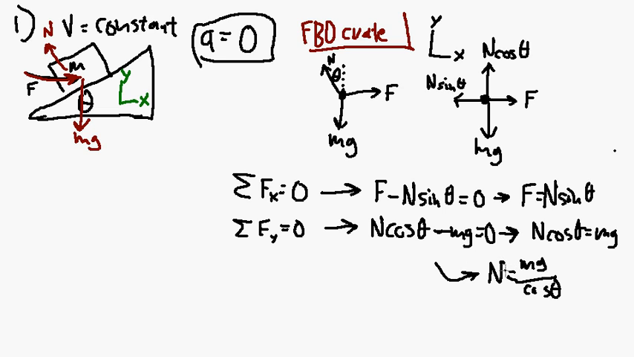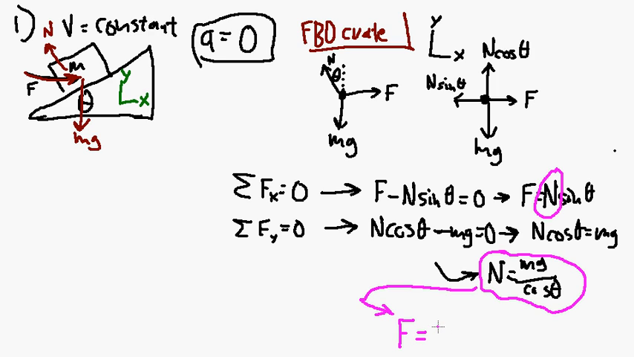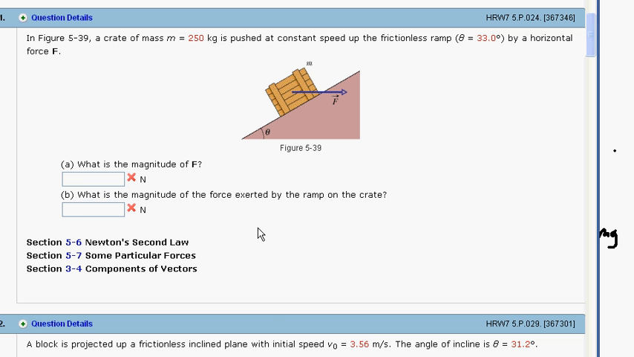Couldn't really be much easier than that. We take this n here, and plug it into there. We get F equals mg over cosine theta times sine theta. Sine over cosine is equal to tangent of theta. So I believe that will give us the correct answer, right? So the previewer, yep. All right, so F equals mg tan theta.